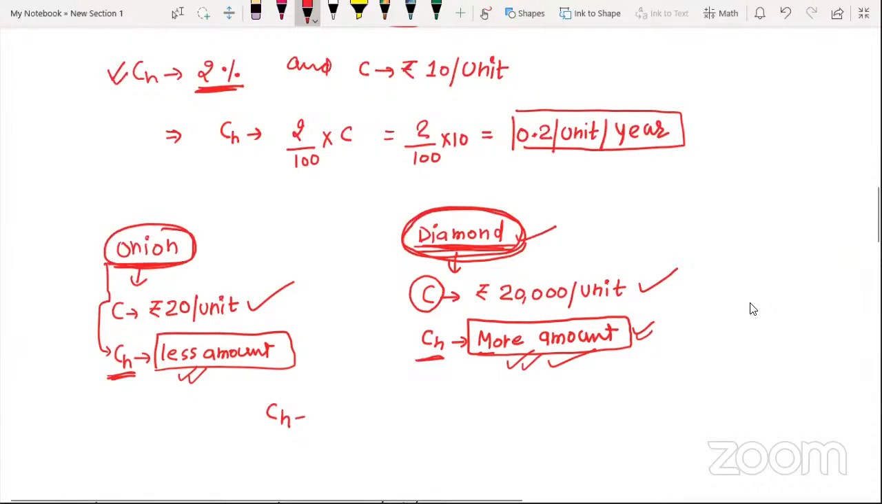That's why ch is always expressed in terms of percentage of unit cost. Because the more the unit cost, the more will be the ch. The lesser the unit cost, the lesser will be the ch. If the item is more expensive, you are going to pay more and more maintenance cost. And if the inventory is less expensive, then you are going to pay less holding cost. That's why ch is always some percent of the unit cost.